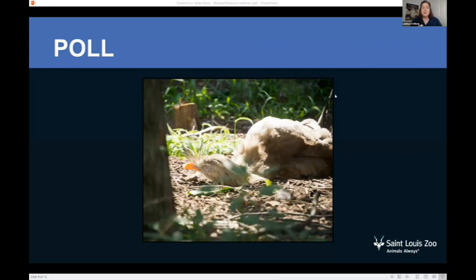Would you necessarily have known that just by looking at the picture? Not necessarily. So it's always important with animal behavior that you get a full view of what's going on in the situation that you're observing. Sometimes just looking at one image won't tell you all of that or give you that information.